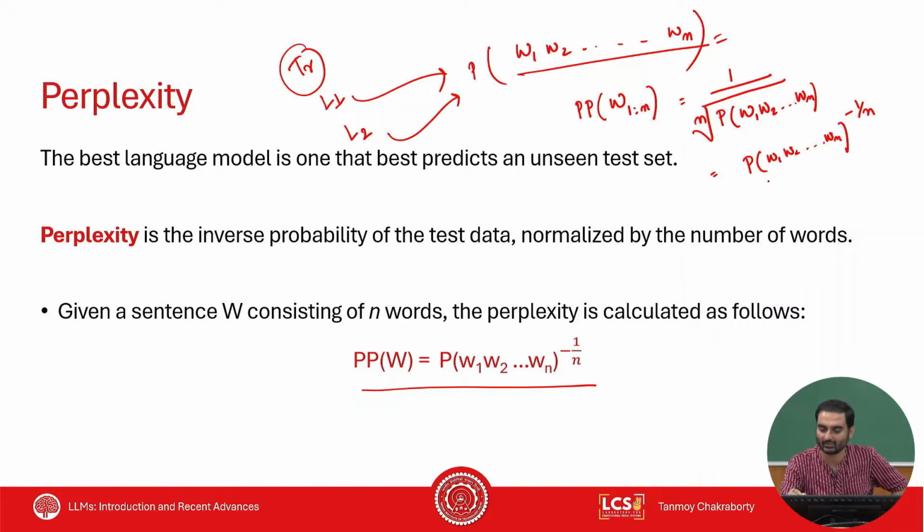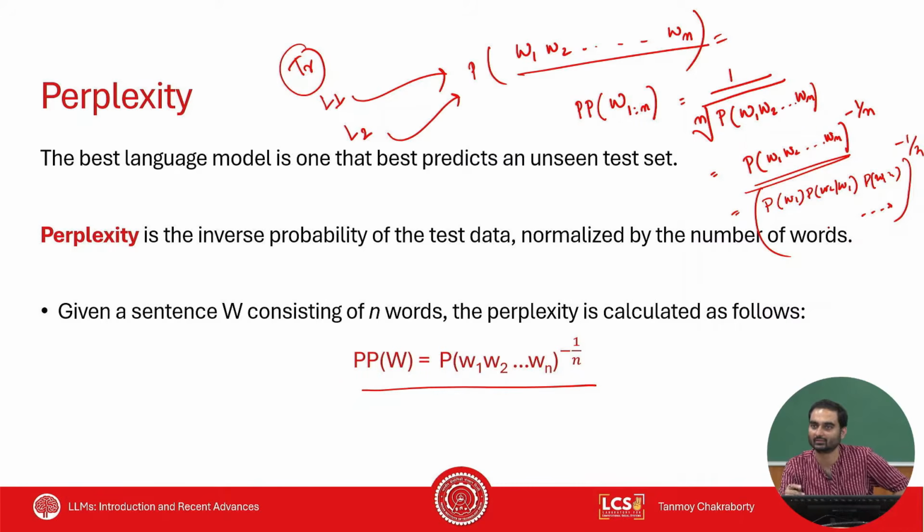Now, if it is a bigram language model, how do you compute this? It would be P of W1 times P of W2 given W1 times P of W3 given W2 ... P of Wn given Wn minus 1, whole to the power minus 1 by n.